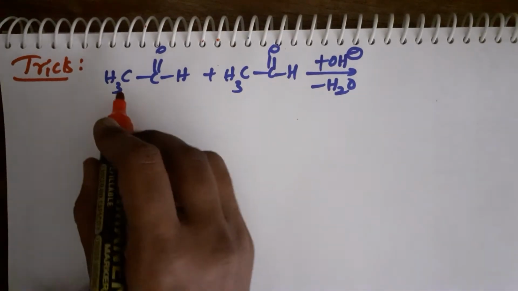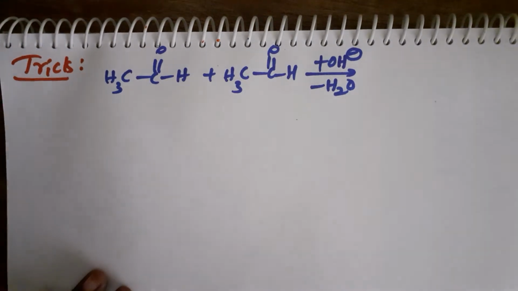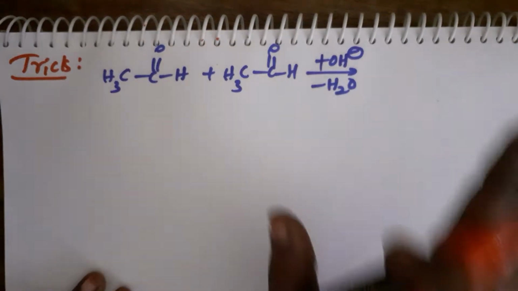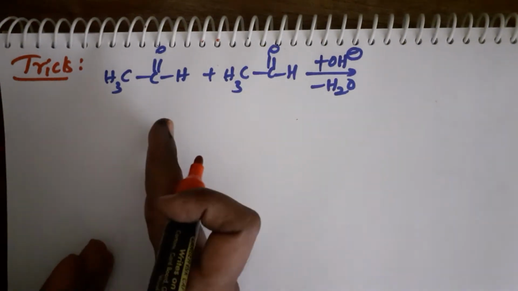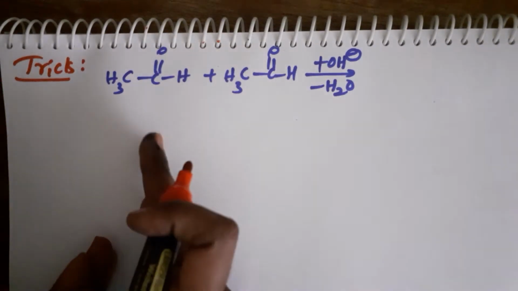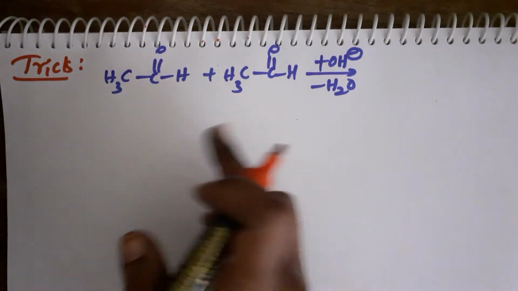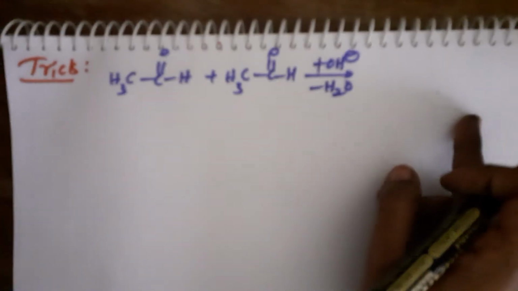See here, two aldehydes are reacting, two acetaldehydes. So remember one thing: if both reactants are the same aldehyde, then we'll get only one product. But if the reactants are of two kinds, that is one an aldehyde and one a ketone, or one aldehyde and another aldehyde, okay, if two different aldehydes we are taking, then we'll get four products. If we are taking the same aldehyde or same ketone, we'll get one product only.